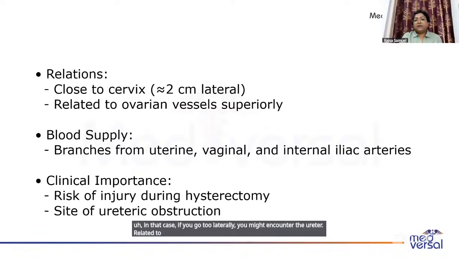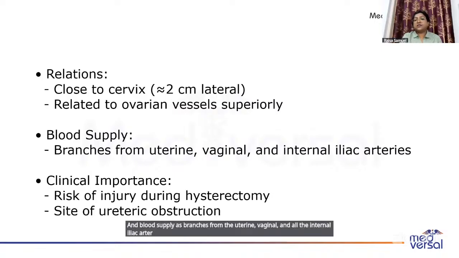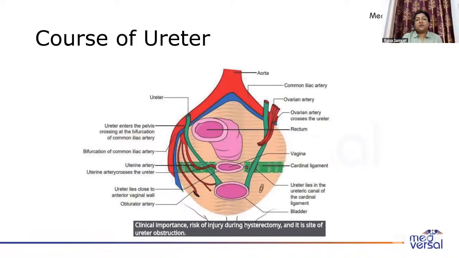It is related to the ovarian vessels superiorly. The blood supply is from branches of the uterine, vaginal, and other internal iliac arteries. These are the arteries which supply the ureter. Clinical importance: risk of injury during hysterectomy, and it is a site of ureteric obstruction. So this is the course of the ureter.